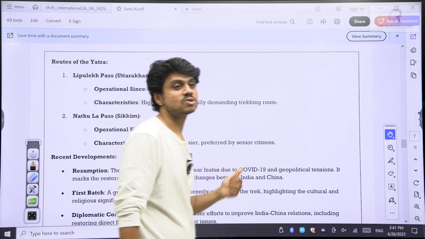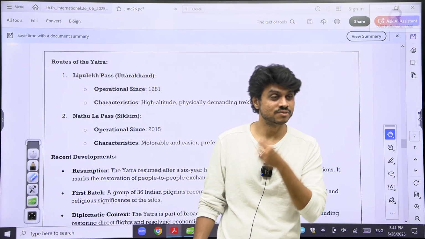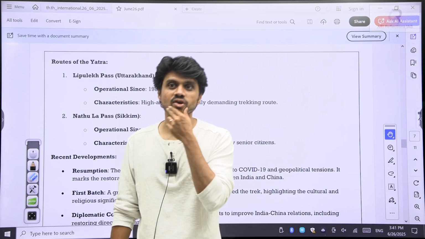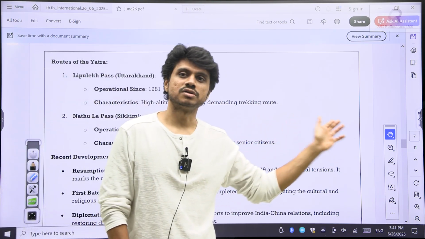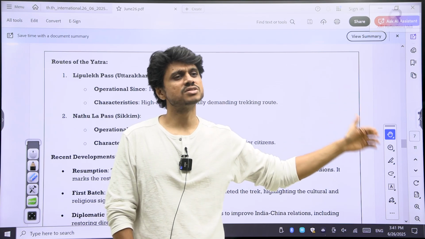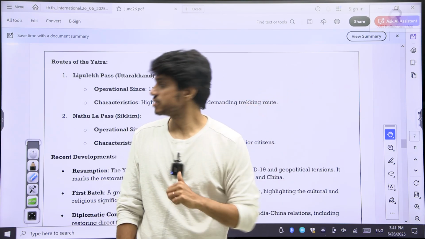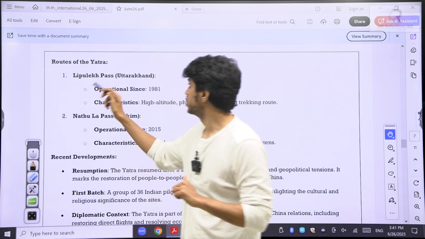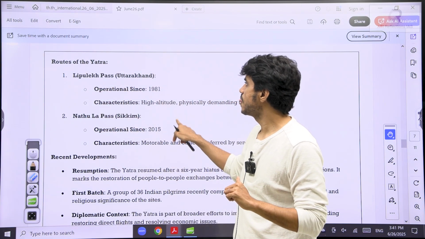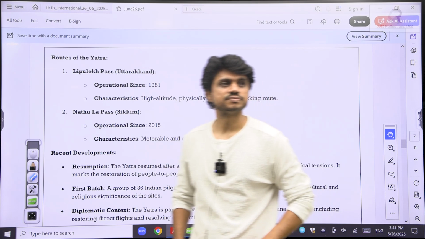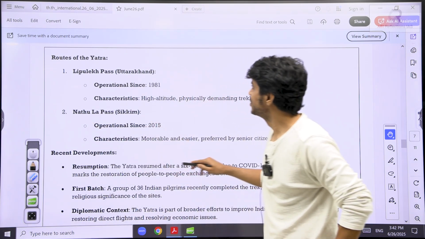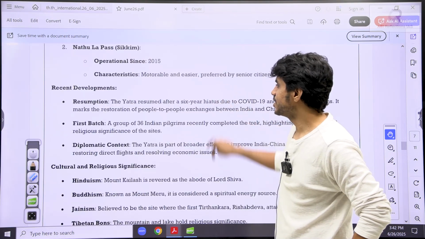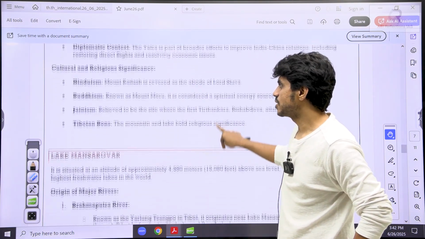We have already discussed the Nathula Pass. I told you this is a very beautiful location. Where is it? Sikkim. Through Sikkim you can enter Kailash, but this is a very long route. Another pass is the Lipulekh Pass. It is present in Uttarakhand. These are the two areas through which you can enter Kailash Manasarovar.